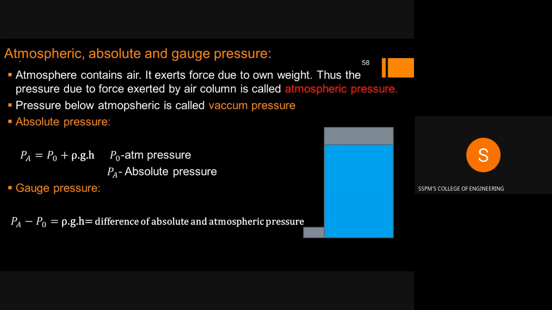Next, we will see the concept of atmospheric pressure, absolute pressure, and the gauge pressure. So what is atmospheric pressure? The atmosphere contains the air, and it exerts a force due to its own weight. Thus, the pressure due to the force exerted by the air column is called atmospheric pressure. The pressure below the atmospheric is called vacuum pressure.